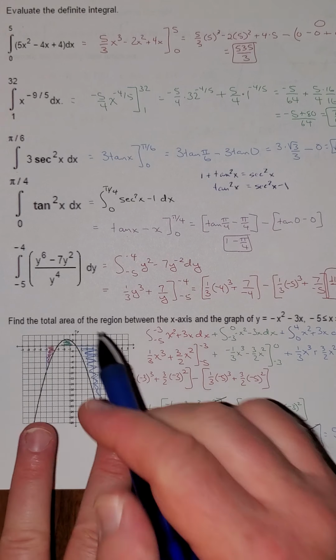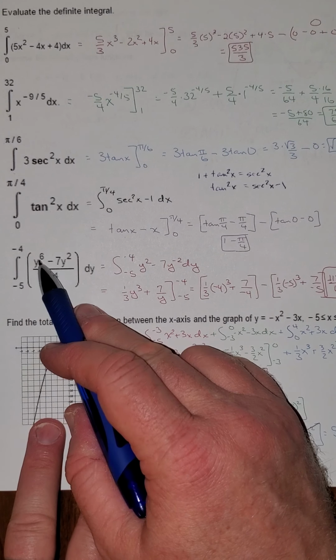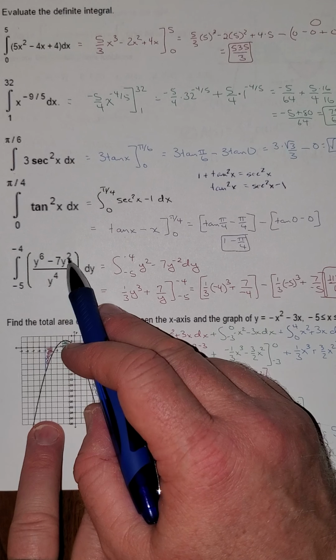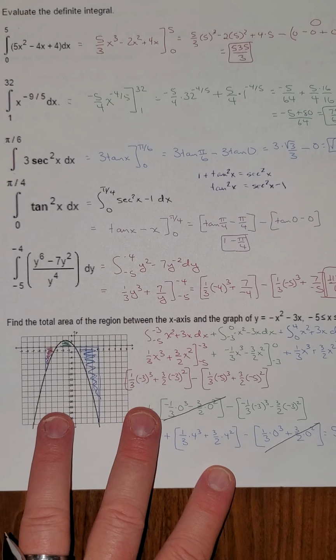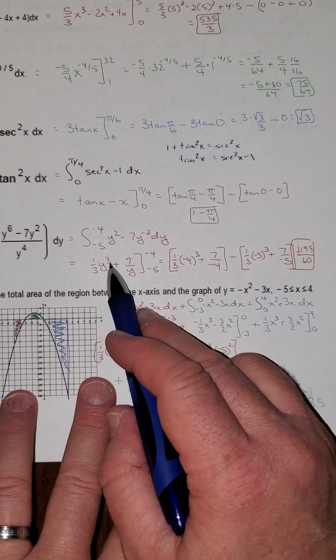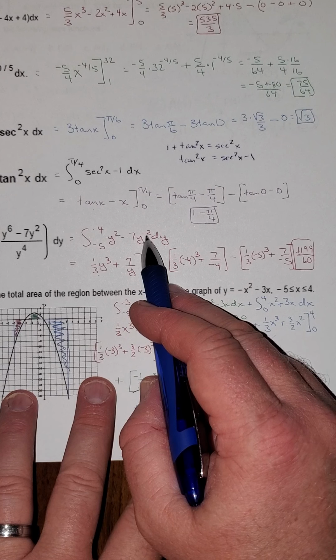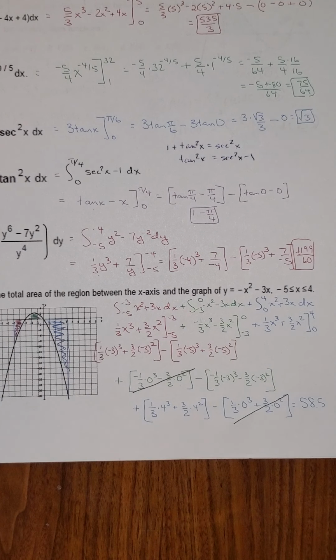Now, this one here, again, I cannot take the antiderivative of a quotient, so I split this up. y to the 6 over y to the 4th is y squared. 7y squared over y to the 4th is 7y to the negative 2. So I split it apart. Take the antiderivative, add 1 to the exponent, divide by the exponent. Add 1 to the exponent becomes negative 1, divide by negative 1 becomes positive 7 over y.